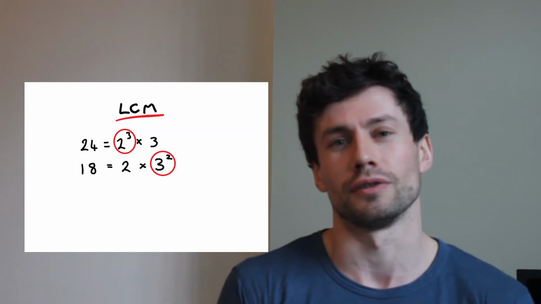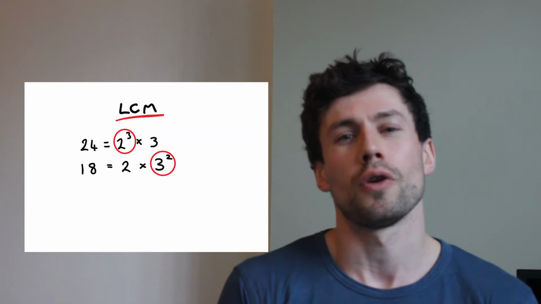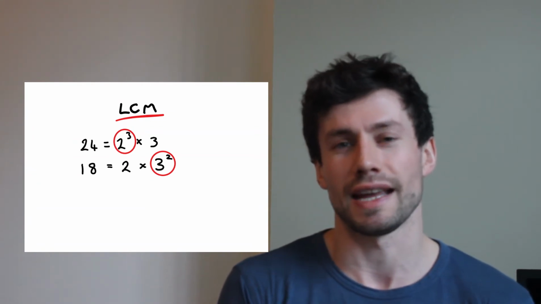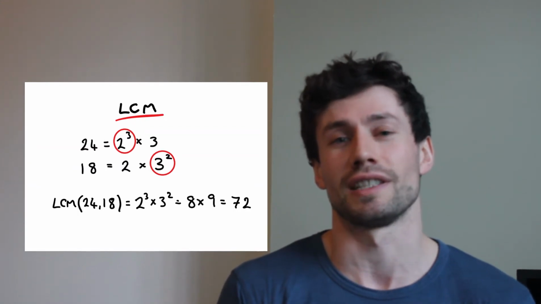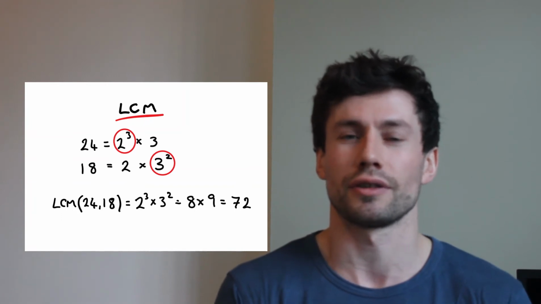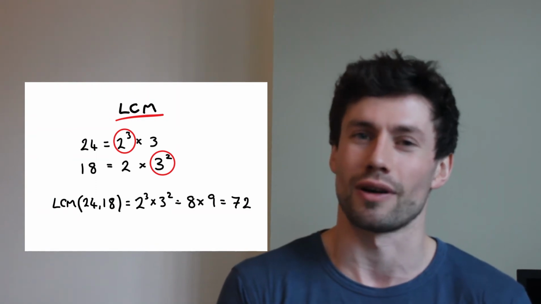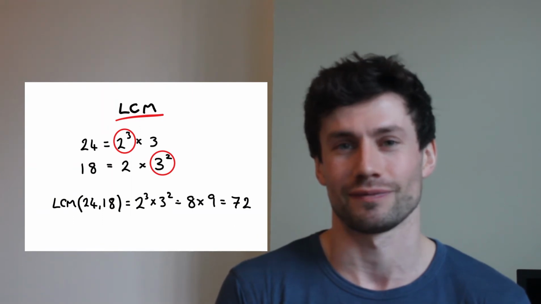So far we've circled 2 to the power of 3 and 3 to the power of 2. We then multiply these together to get the lowest common multiple of 18 and 24. This is 9 times 8, this is 72. Let me repeat that line one more time. You circle the highest power of every prime that appears on the page. Remember not just to circle the power, also circle the number which the power is applying to.